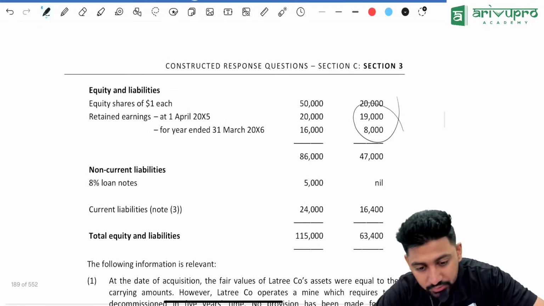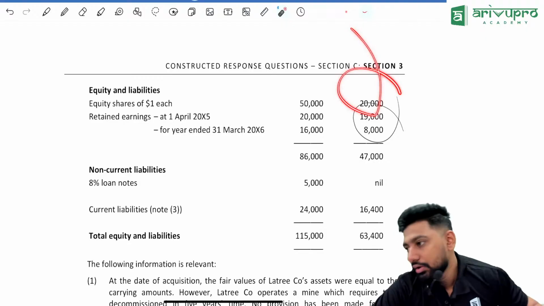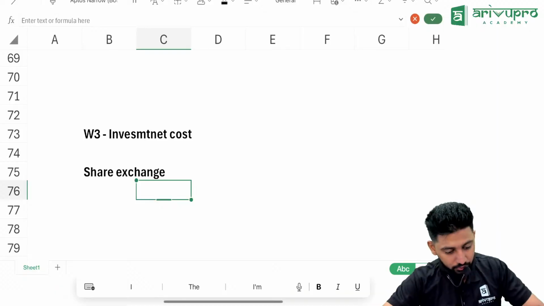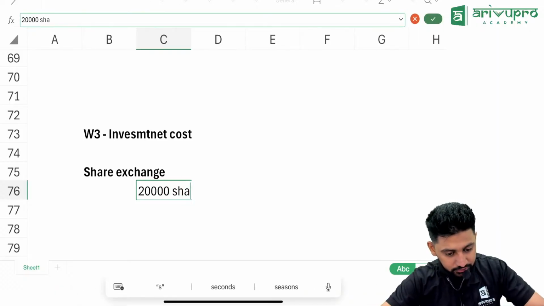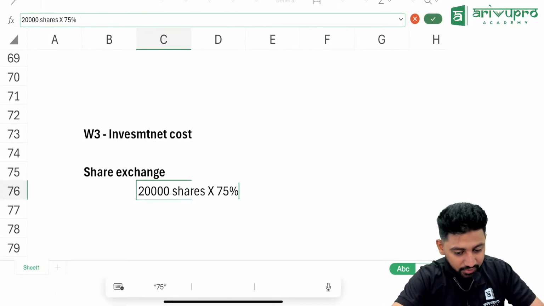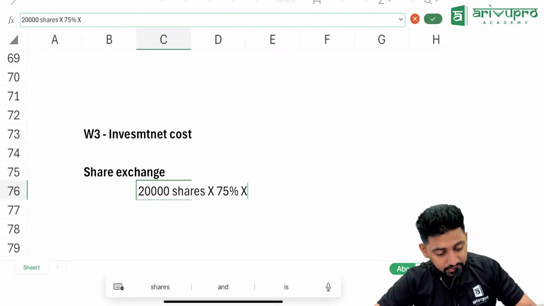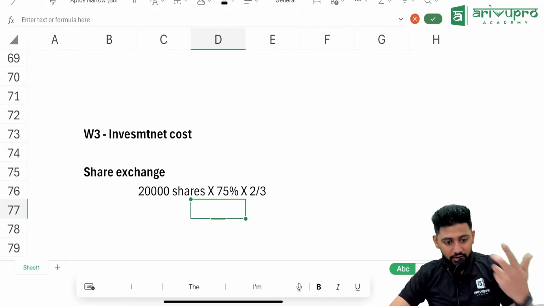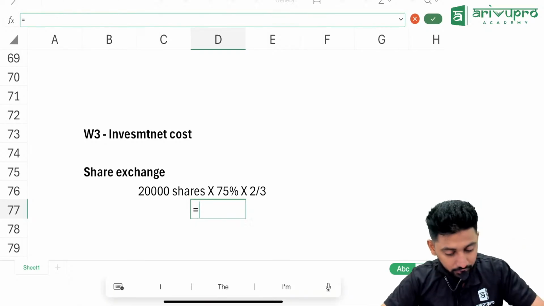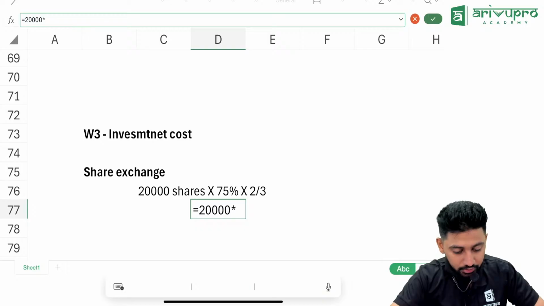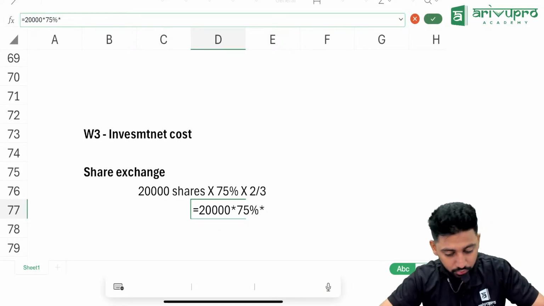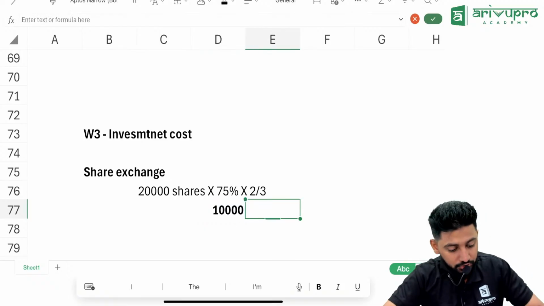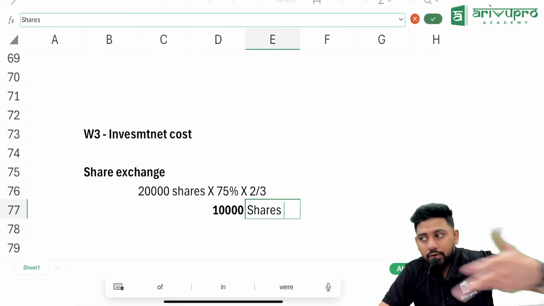Your subsidiary has 20,000 shares, correct? So you go to the top, you will say 20,000 shares, you are acquiring how many percent? 75%, correct? For every share, you are going for 2 for 3. Super. So how many shares are you newly issuing? 20,000 into 75% into 2 over 3. New shares will be 10,000 new shares. So these 10,000 new shares you are issuing.